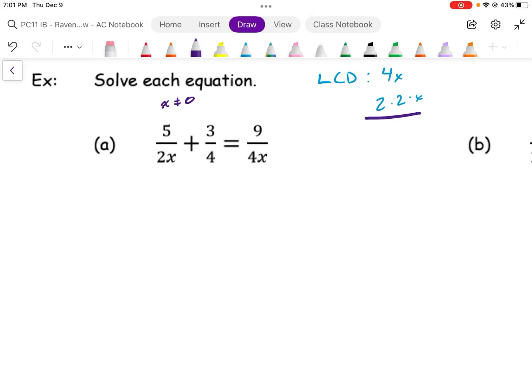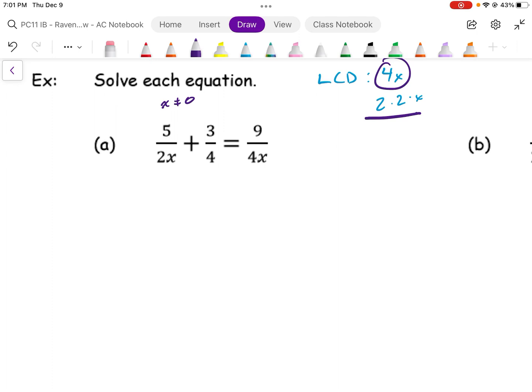Hi again. I'm going to take a different tack to this question, a different approach. Instead of just multiplying by my lowest common denominator, I'm going to do what I do with fractions. I'm going to find a common denominator. So my lowest common denominator is 4x.